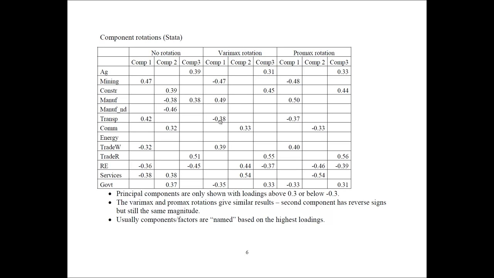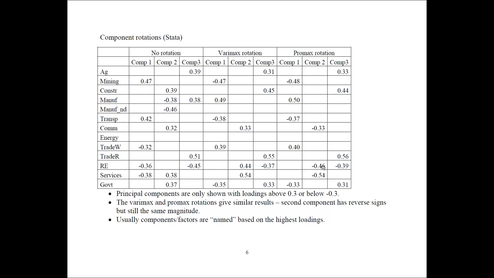Sometimes they could have a negative sign. You can see that for some reason Stata gives you almost the same rotations here for both Varimax and Promax. And here you can see that only this component has flipped signs, so to speak. That's okay, actually, that's pretty much the same solution. If all the signs are reversed, that's pretty much the same solution. It's just a mirror image on this one.